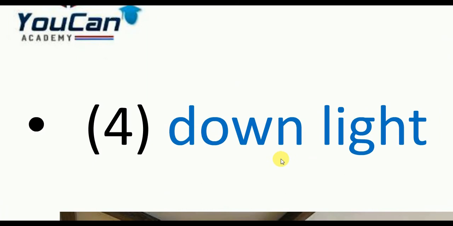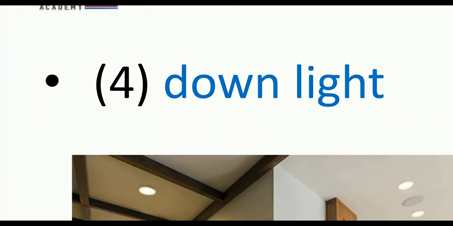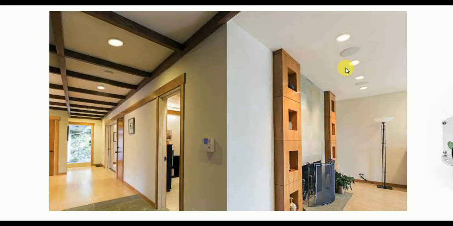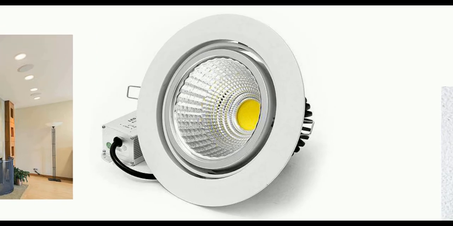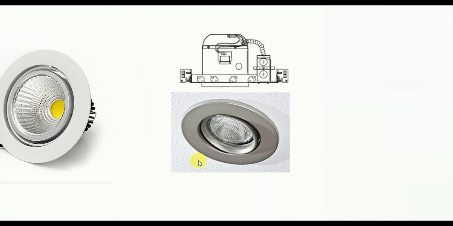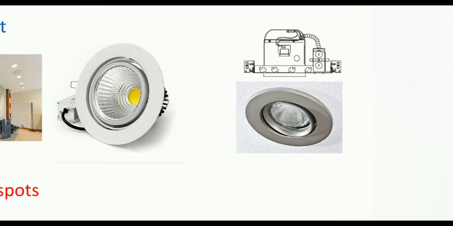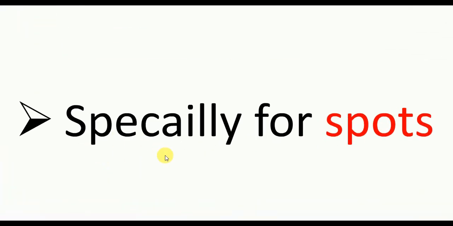The fourth one is the downlight. And this is the downlight here, like these lights or these luminaires. And this is a luminaire or light for downlight, and this is another one here. It's used specially for spots, or for luminaires which are like spots.